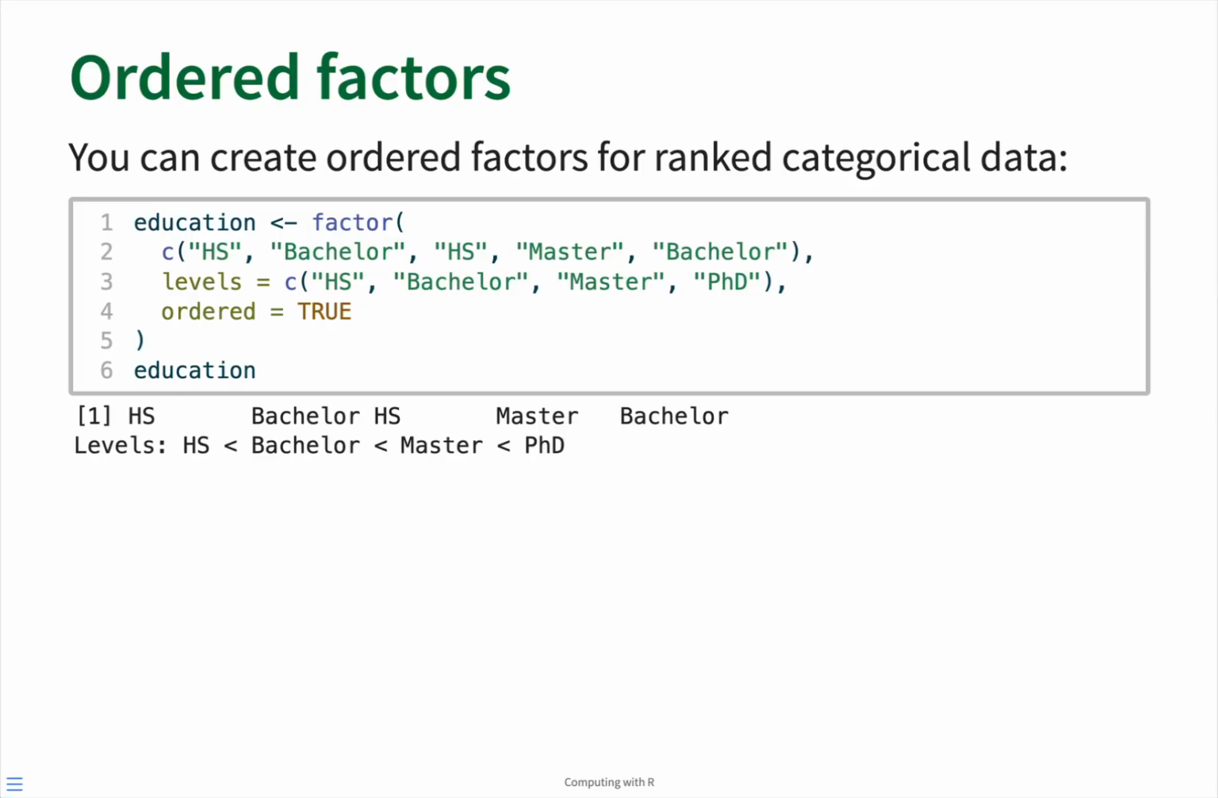So for this example, we can see that we have four levels: high school, bachelor's, master's, and PhD. And this first row in the output prints out the original values in the order that they are in the original input vector. And then in the second line of output, we can see that now there's an order specified for the levels. First high school, then bachelor's, then master's, then PhD.